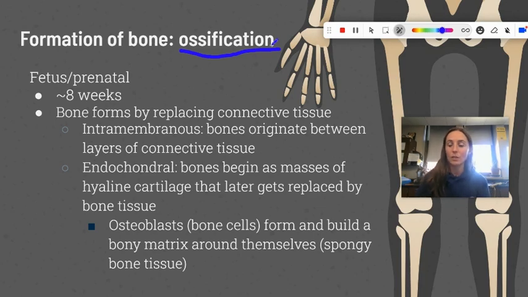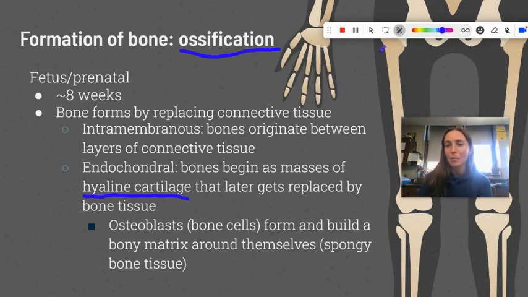So there's really 2 ways that this can happen. Some bone is going to start originating between layers of connective tissue, and we'll look at an example of that too. So it's intramembranous, so it's originating in between different layers of this connective tissue. And we're also going to look at a type of bone that forms because there's already cartilage there, special cartilage, and it's going to get replaced by bone tissue.